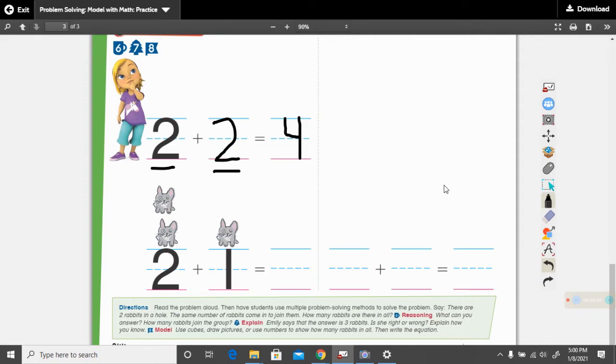Now, Emily says the answer is 3 rabbits because she did 2 plus 1 is 3. Do you think she's right or wrong? How do you know? Well, when it said the same number came in, she only put 1 for her second number, didn't she? If there were 2 in the hole and the same number came in, there needed to be another bunny rabbit up here joining her. So she didn't add the right number of bunnies at the end.